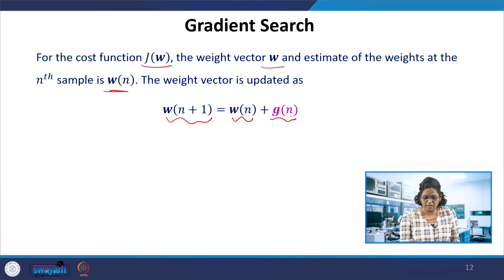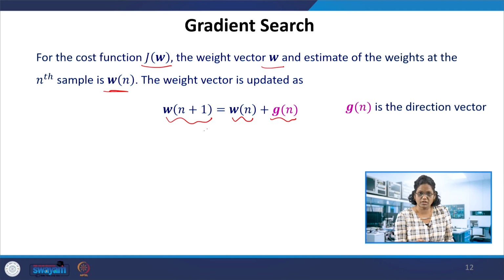So G of n is the gradient; we use this direction in which it should move. W of n should be updated in such a way that it leads to the minimum error. So this is called the direction vector. So the weight vector is updated with the present one: the next weight vector should be equal to the present weight vector plus the direction vector, the gradient. So we are searching for where this would be, which can lead to the minimum.